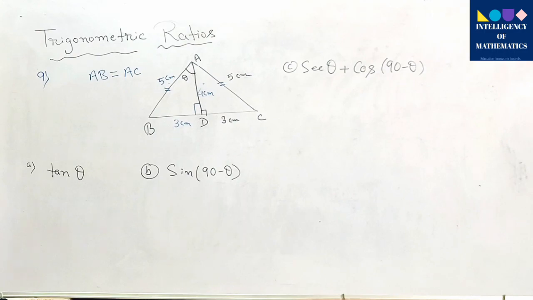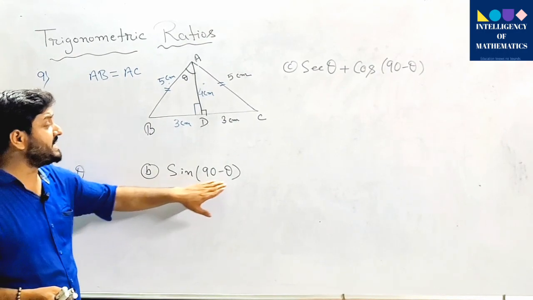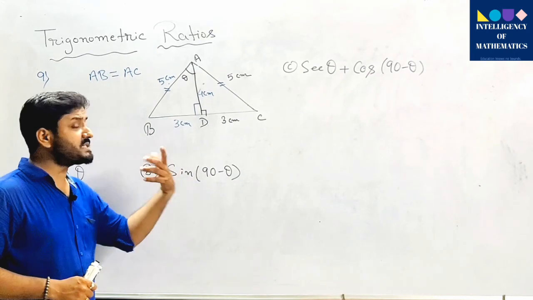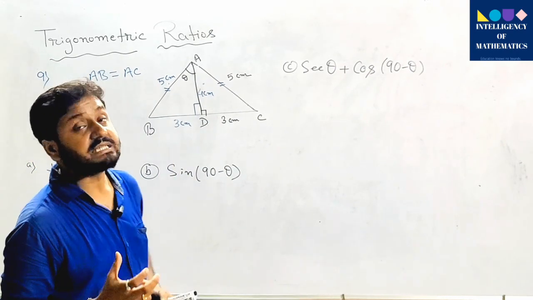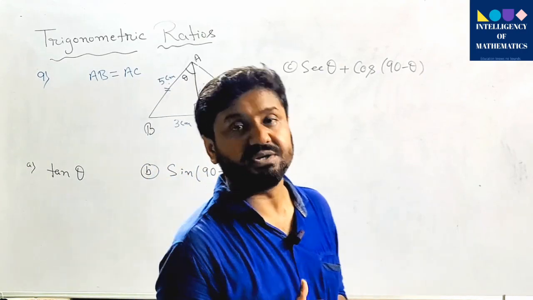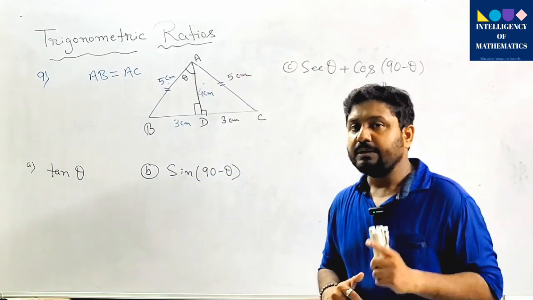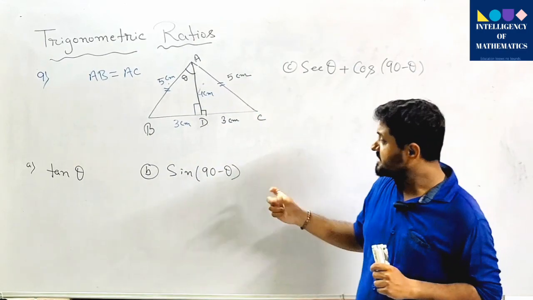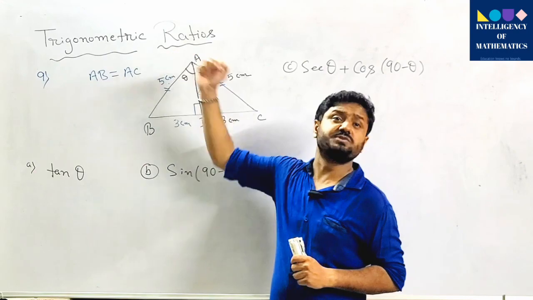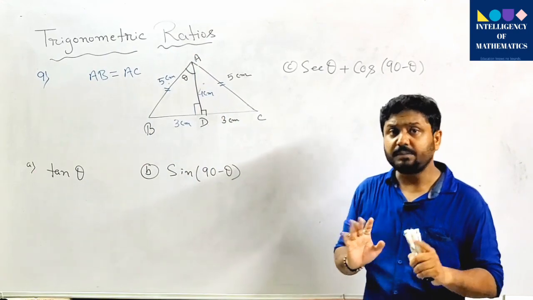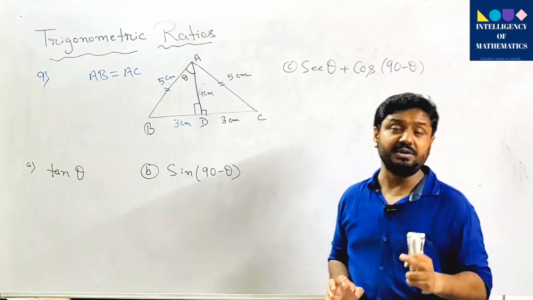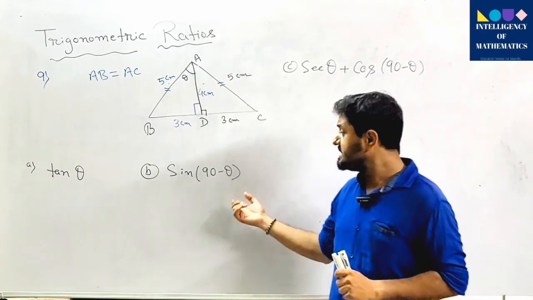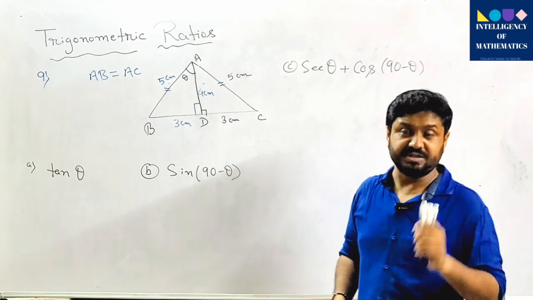One more thing is there: 90 degree minus theta. Now, 90 degree minus theta is the concept we discussed, the concept of trigonometrical complementary angles. But we are doing the trigonometric ratios chapter. So what we'll do is try to solve it here by the concept of ratios only. We'll not use complementary angles. I'm not saying that you cannot use them. You can use them, but when you do that chapter, we'll be using that. In this chapter, we'll be using the ratios concept only.